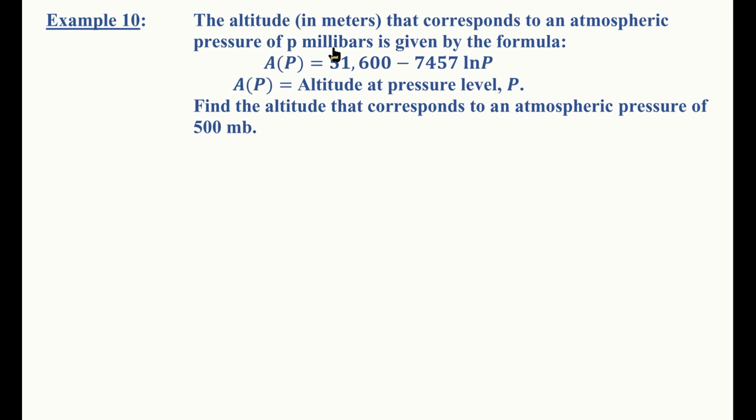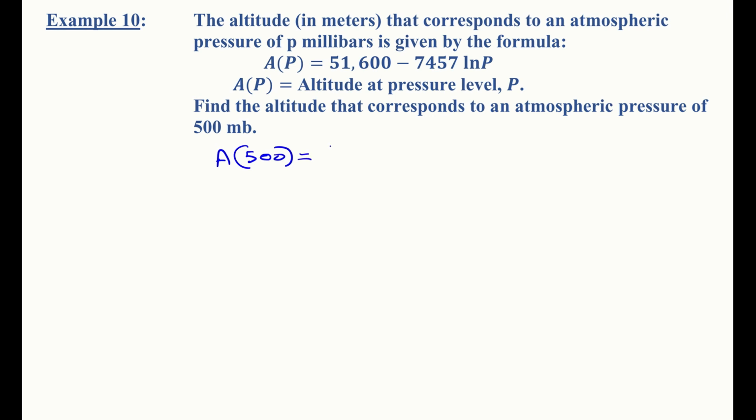So with this kind of a problem, it looks fancy, it sounds fancy, but it's extremely simple. All you have to do is know what each letter represents. A of P is altitude at pressure P. This is not multiplication, this is functional notation. You're presenting altitude as a function of the pressure. So P itself is the pressure. So since here we're given the pressure, we have this, we're looking for this. So really what we're computing is A of 500.